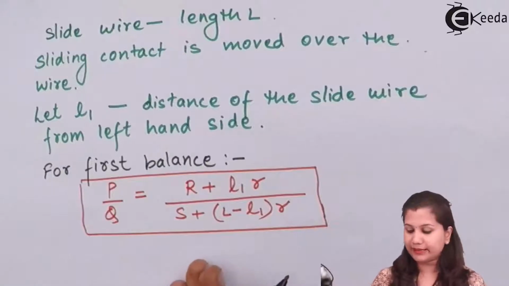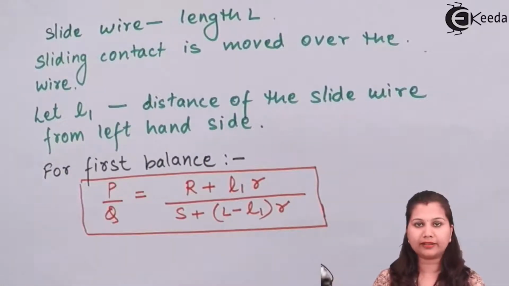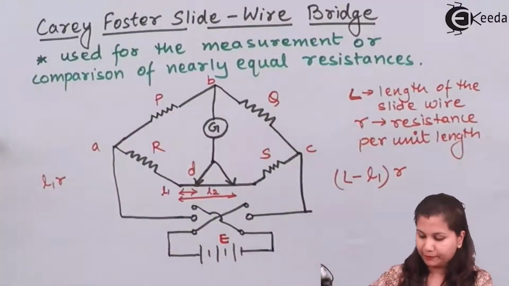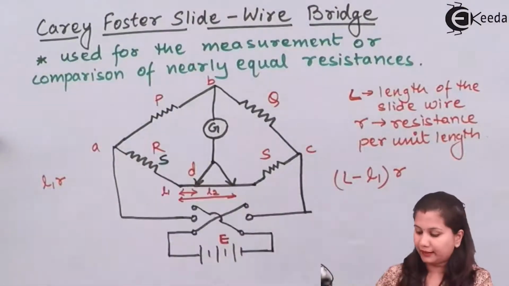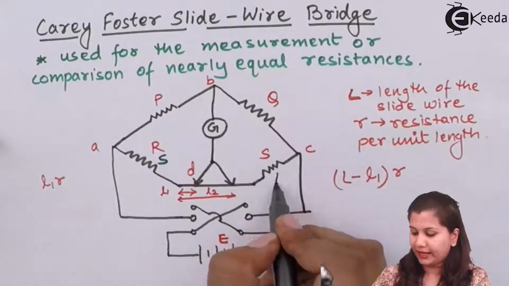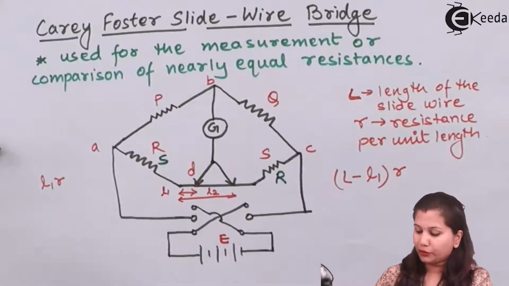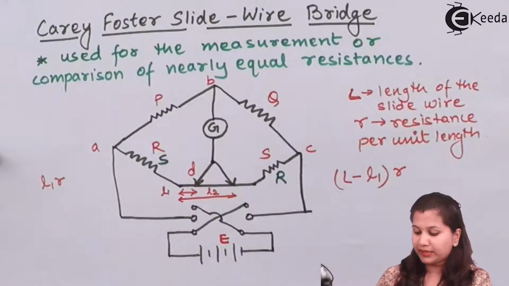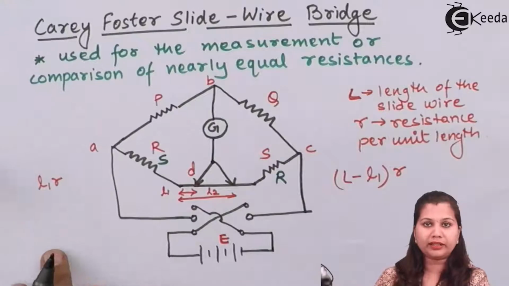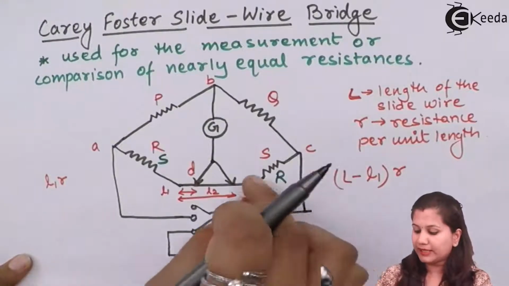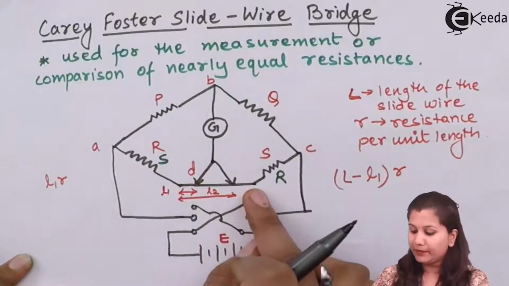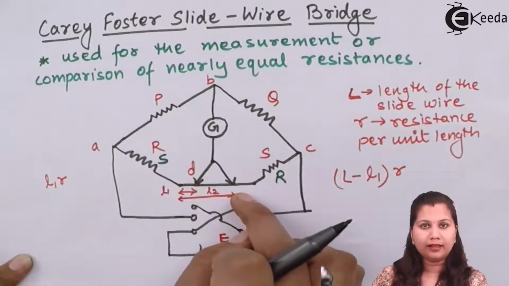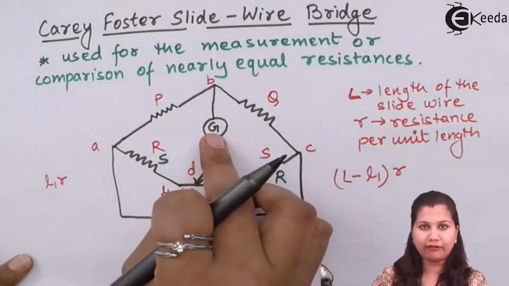Now in the second case, the resistance R and the standard resistance S are interchanged. It means where R is connected, at that position S will be connected, and the position where S is connected, at that R will be connected. So the positions of R and S are interchanged for the second case. Now suppose again we want to find the null deflection in the galvanometer. We are sliding the contact over this slide wire, and suppose that at length L2 from the left hand side we have got the null condition in the galvanometer.